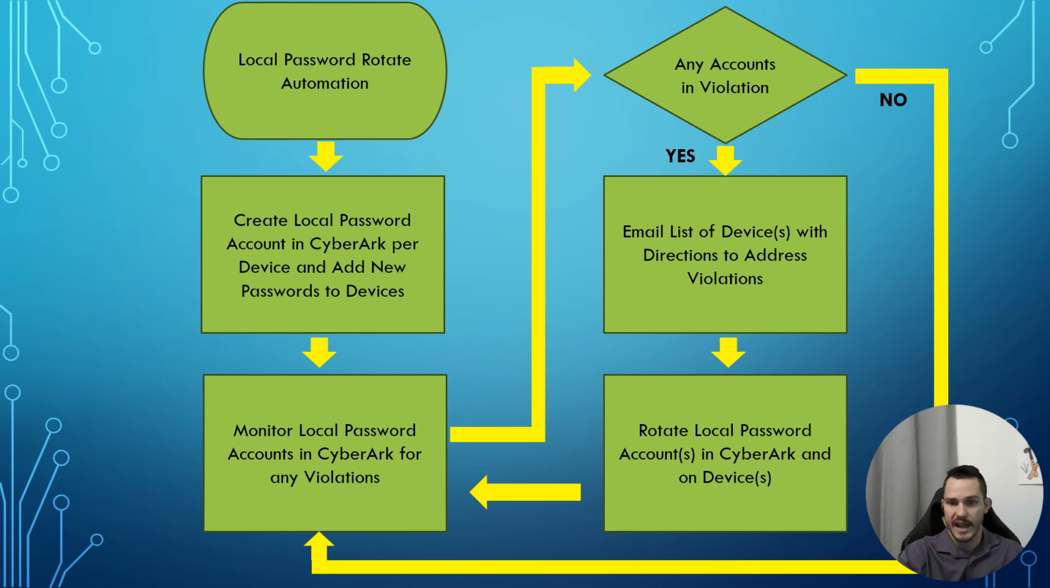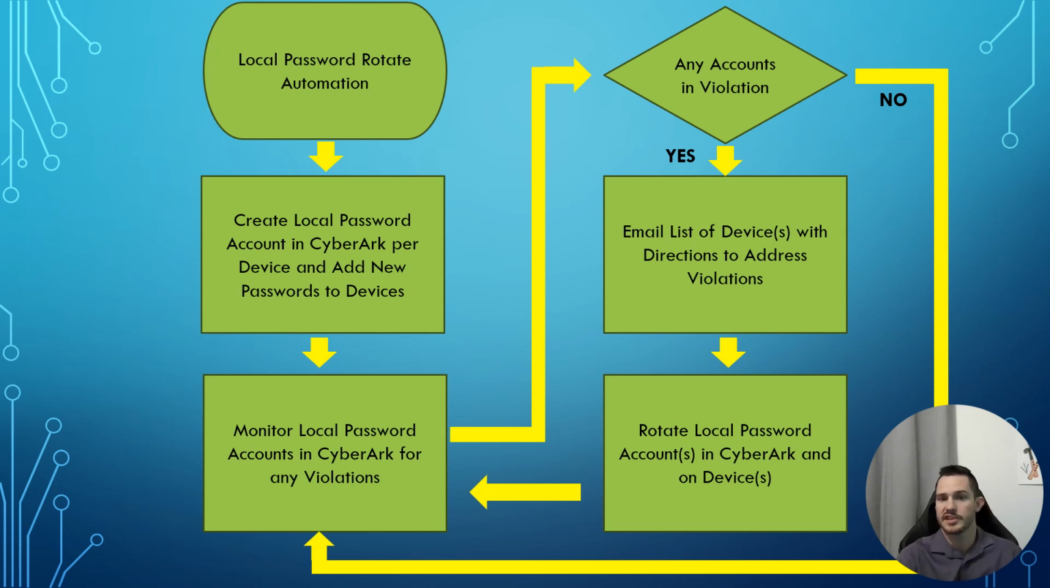So then we get down into the actual solution. The first one is monitor local password accounts in CyberArk for any violations. This is something that I would have running in AWX or a cron job where it is running at least once a week to check for those violations. So let me come up into our first and really only decision in this flowchart. Are any of the accounts in violation?